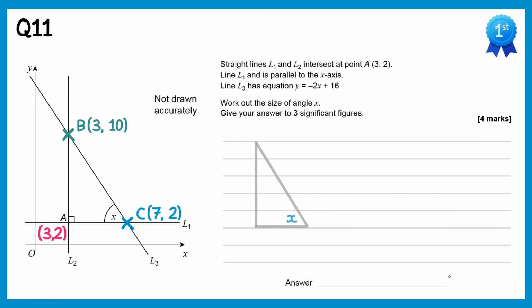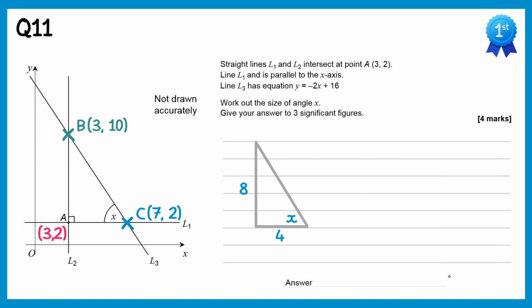If we now look at this triangle, you can see the coordinates at the bottom go from 3, 2 to 7, 2. This tells you the difference in the x coordinates is 4, so the base of the triangle has length 4. If we look at the coordinates A and B now, they go from 3, 2 to 3, 10. The difference in the y coordinates is 10 take away 2, so the height of this triangle is 8.